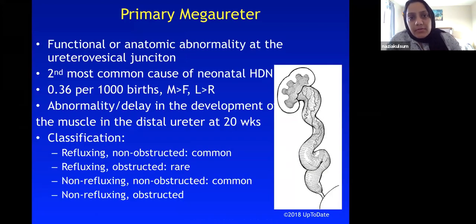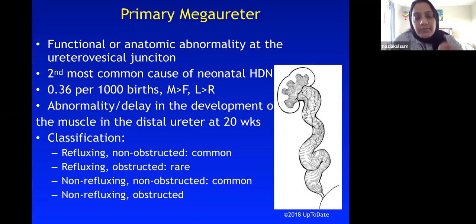So primary megaureter, in this situation, there could be a functional or an anatomical abnormality at the ureterovesical junction obstruction. The ureterovesical junction is the point where the ureter inserts into the bladder. And this is the second most common cause of neonatal hydronephrosis. Again, it tends to be more common in males, and more common on the left side.